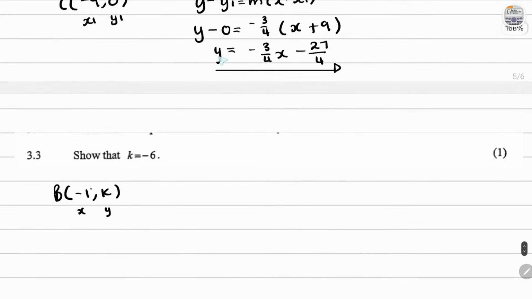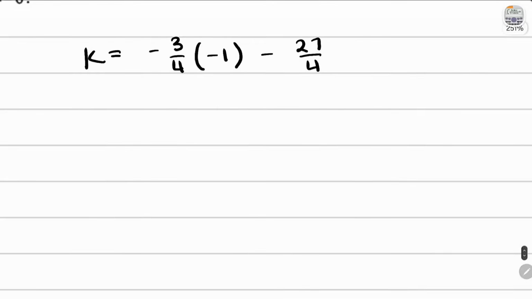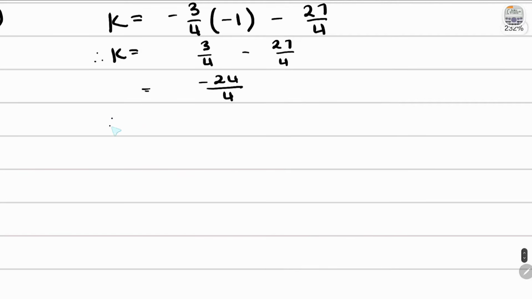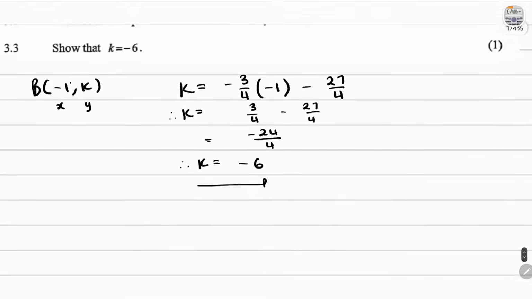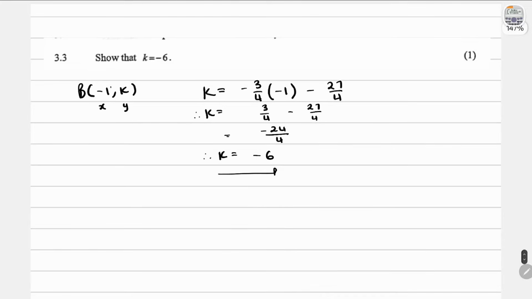So this is our equation. In place of y, we're going to say k is equal to -3 over 4, and then in place of x, we say -1, minus 27 over 4. So we just have to solve and simplify. That's going to give you +3 over 4 minus 27 over 4. 3 minus 27 is -24. So that's -24 divided by 4. 24 divided by 4 is 6. Therefore, k is equal to -6, because it's negative. So there we go. That is our answer. And moving on to the next question.